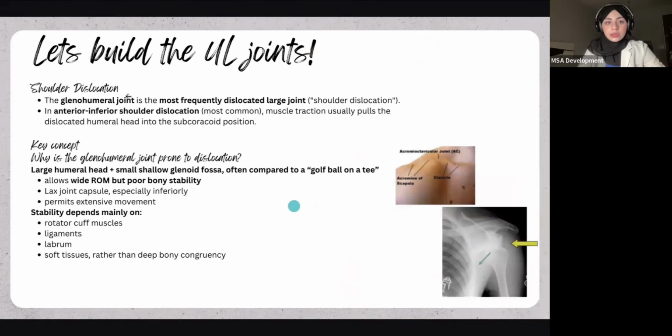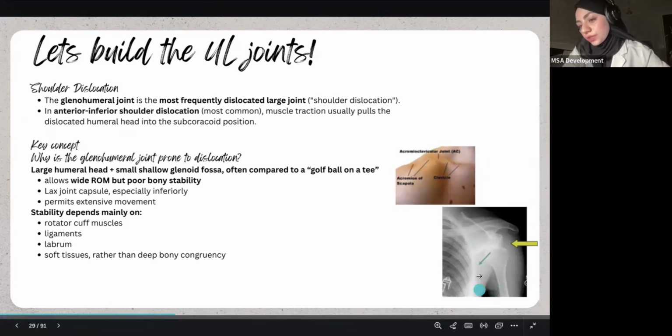Moving on. Shoulder dislocation. I gave you guys basically the gist of it, but basically the glenohumeral joint is the most frequently dislocated large joint. Recall how I told you it's the most mobile. It's even more mobile than the hip joint, and it's also the most frequently dislocated. Again, when you have high mobility, it's coming at the price of stability and dislocation risk. Now, the most common is going to be anterior and inferior.